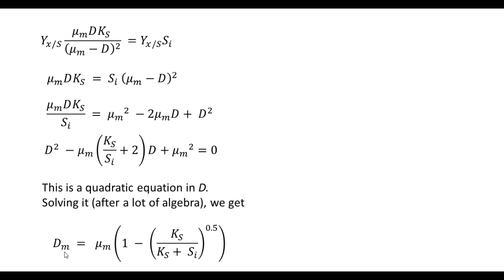This is dm, or the dilution rate at which the productivity will be maximum. You need to also check that the second derivative is less than 0. I'd let you do that. There's a lot of algebra. It will take you close to half an hour plus. So we are not going to do that explicitly here. dm equals mu m times 1 minus the square root of Ks by Ks plus Si, that is, this whole thing raised to the power of 0.5.